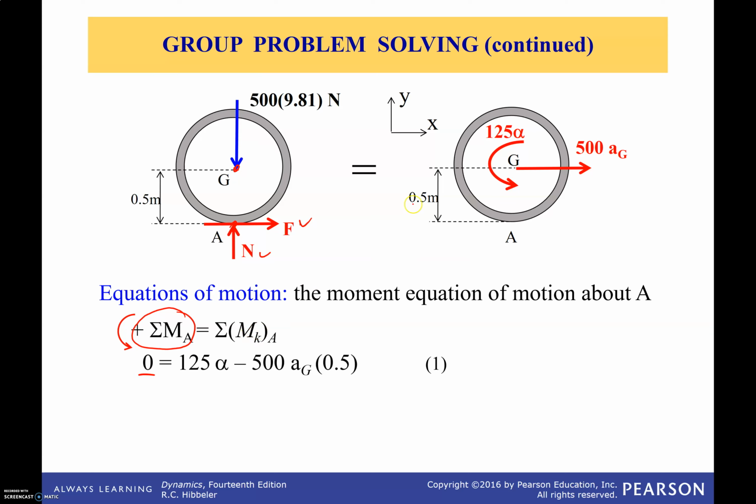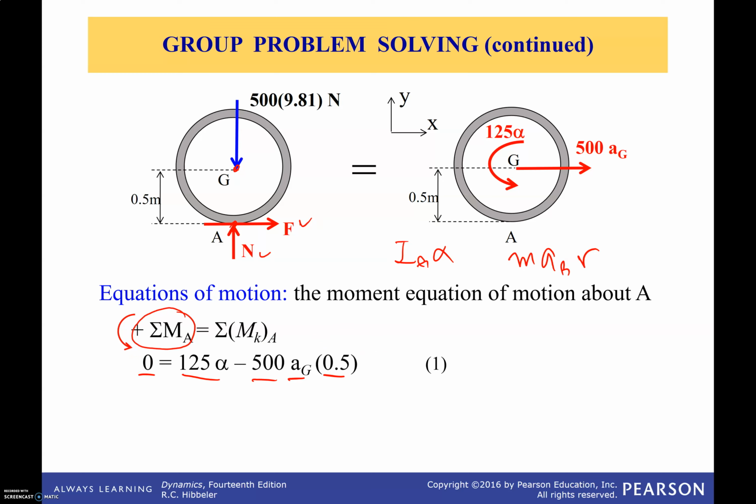Well, these are the kinetic moments. The kinetic moments are Ig alpha, right? That's that guy there. And then you're going to have mass times acceleration of g times the radius. So this is the first equation. So we have two unknowns. We need a second equation to solve this problem.